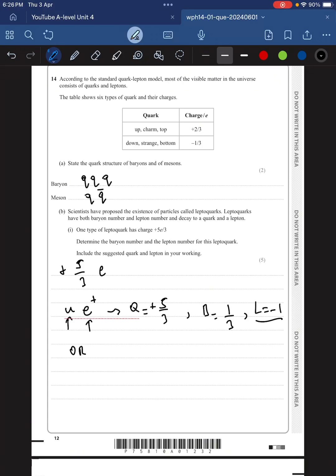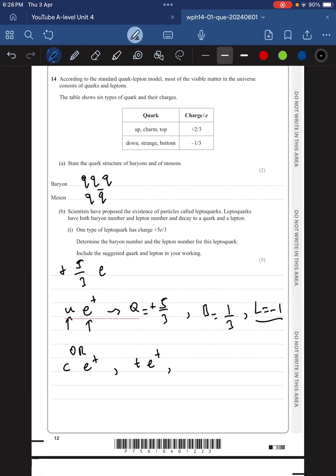Another combination is a charm quark with a positron. So the situation is the same. Charge 5/3, baryon number 1/3, lepton number -1. We can also get a top with a positron. So the top quark has a charge of +2/3. So this also works. But what do they say? One type of leptoquark. Okay.